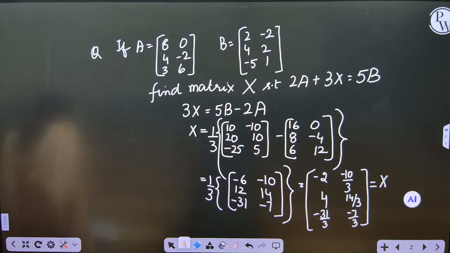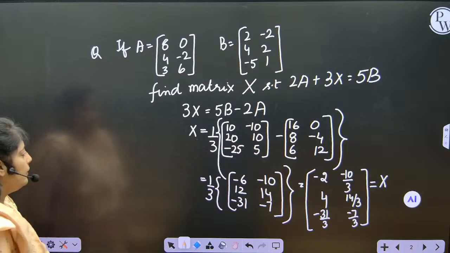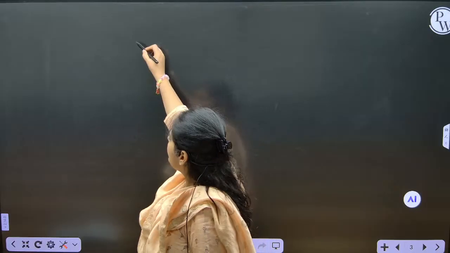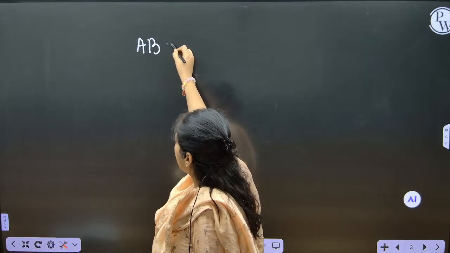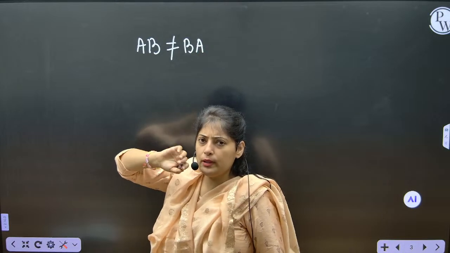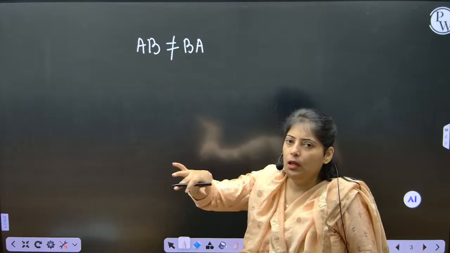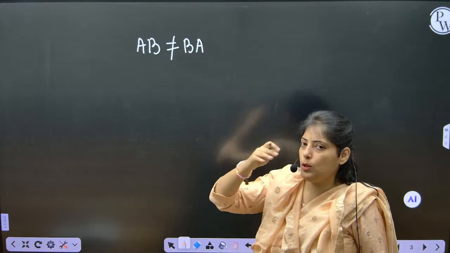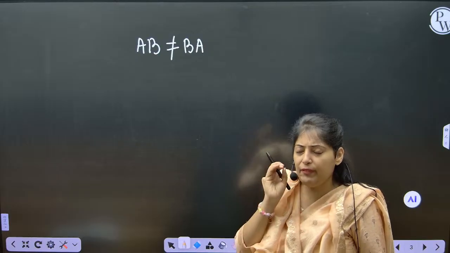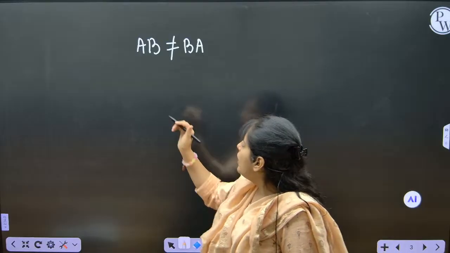Now, a few more things related to multiplication. During multiplication, I told you that it is not necessary that AB and BA are equal. If I talk about commutativity, AB is not equal to BA. But in rare cases, it can be equal. Very rarely it happens.